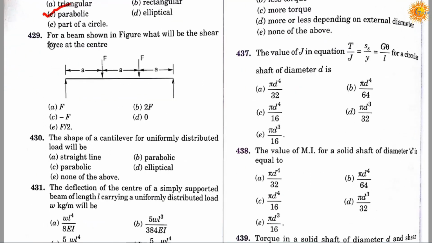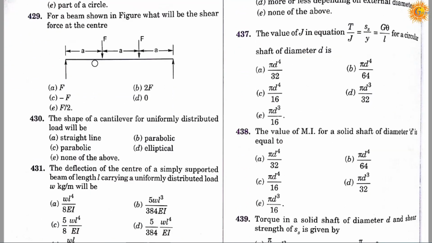Question number 429. For a beam shown in the figure, what will be the shear force at the center? Option A is capital F, option B is 2F, option C is minus F, option D 0, and option E is F upon 2. Correct answer is D, it will be 0.